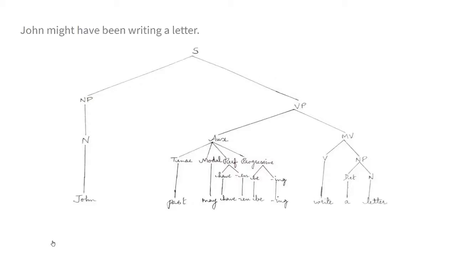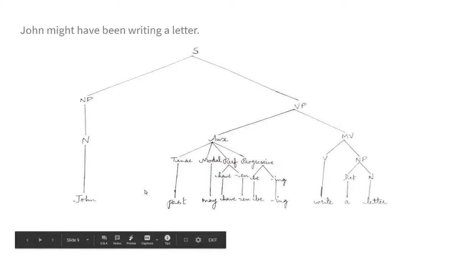The sentence can be divided into two, NP and VP. As you know, NP contains only a noun, which is John. Looking at VP, there are two elements, auxiliary and main verb. Auxiliary contains the tense, modal, perfective and progressive. Tense, as you know, is past. Modal here is the original form of might, which is may. Perfective contains have plus en, and progressive contains be plus ing.